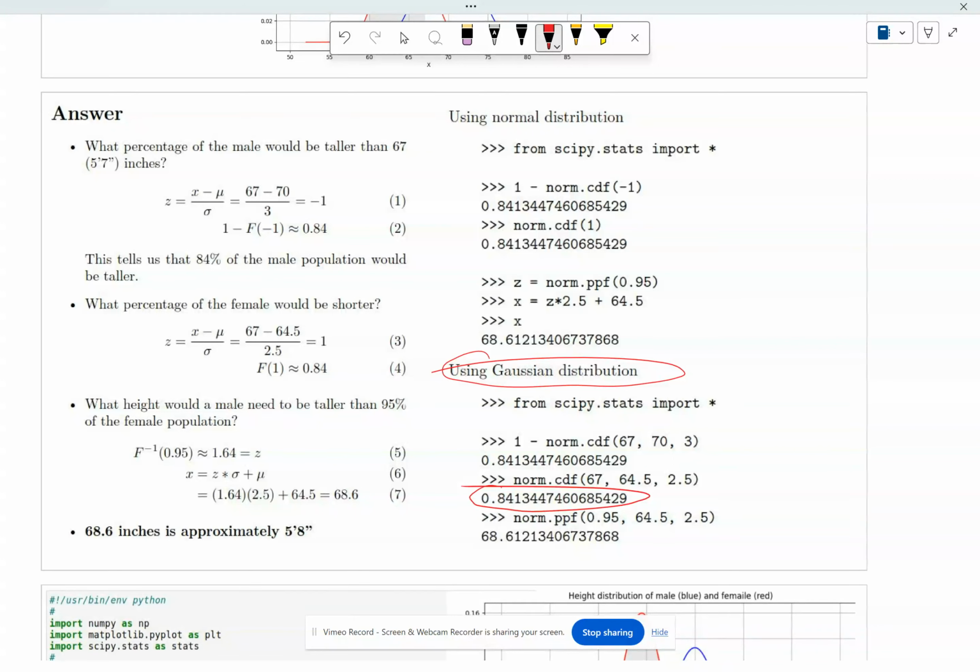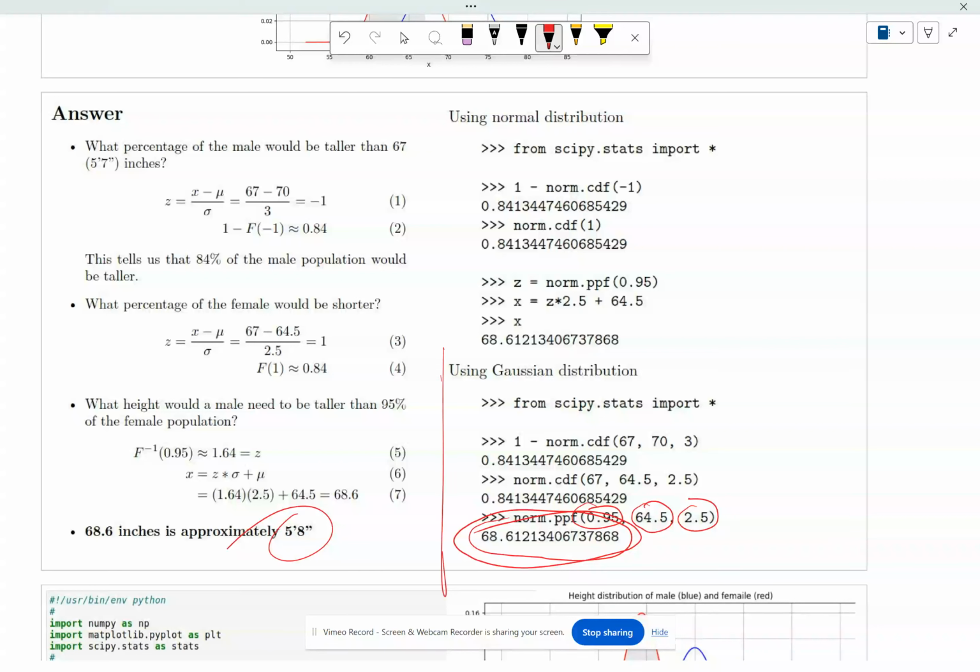Now the last question is basically asking for the 95th percentile for the female, given the female mean and the female standard deviation. It turns out to be 68 inches. So for men who are 68 inches or taller, which is approximately 5'8", they would essentially be taller than 95% of the females. So that's not bad. Like 5'8" is an okay height.